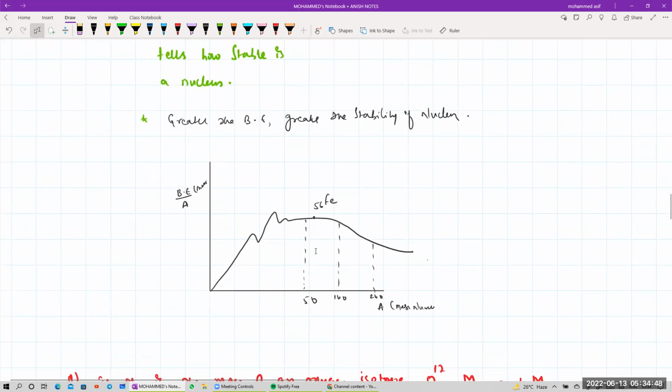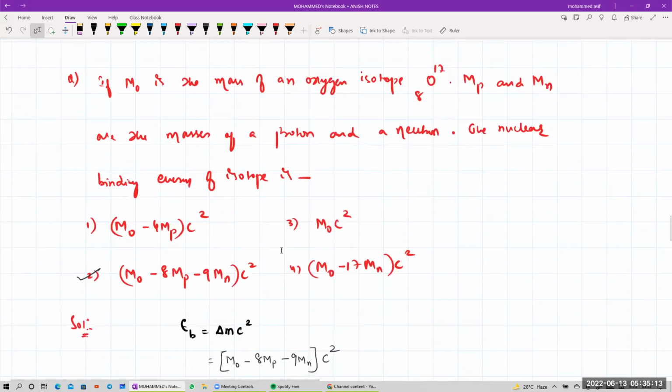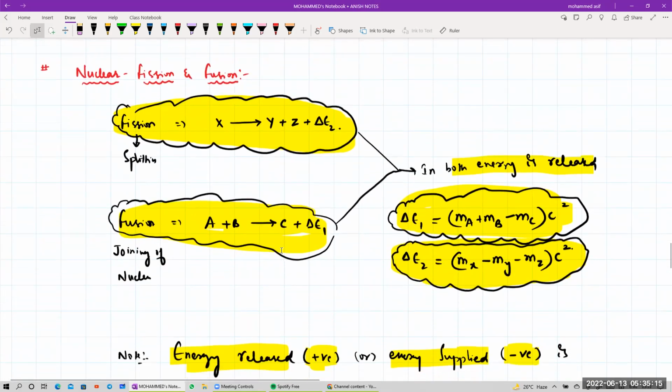And the most stable element in our periodic table is iron, beta, 56. All the higher elements will try to break to become stable like iron, and all the smaller elements will try to combine to form a stable element. So elements between 50 to 100 in range are the stable part. That is the reason higher elements will try to break. That is called fission, and the lighter elements will try to combine. That is called fusion.